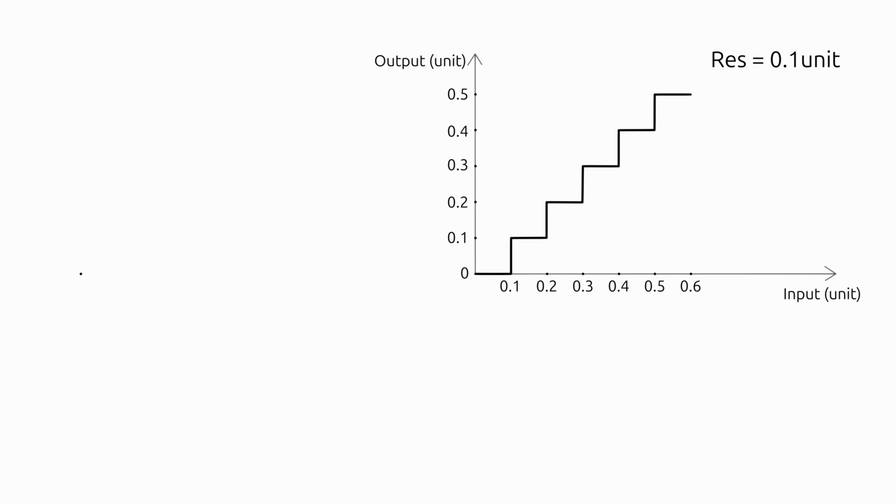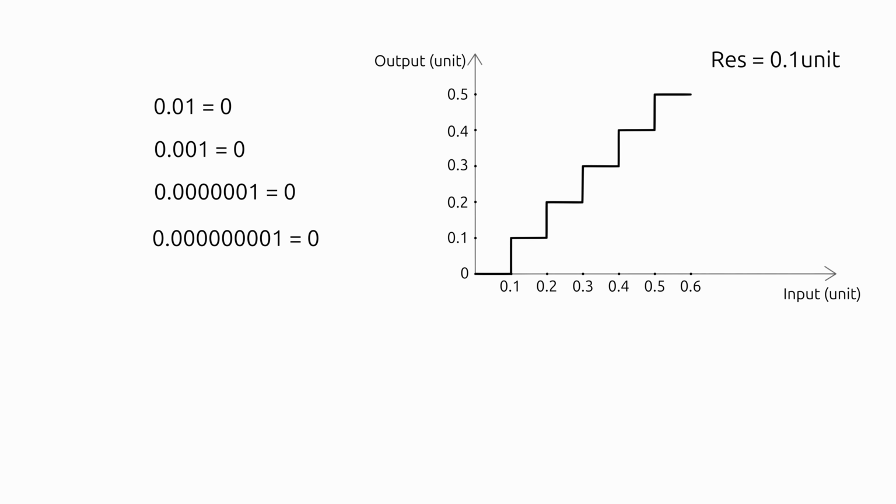Now let me try to convince you for one last time why 0 can never be equal to another 0. Assume the resolution of our device is say 0.1 units. Then 0.01, which is less than 0.1, will be recognized as 0. Similarly, 0.001 will be 0. 0.0000001 will be 0. 10 to the power of negative 20 will be 0. 10 to the power of negative 100 will be 0 as per the graph.